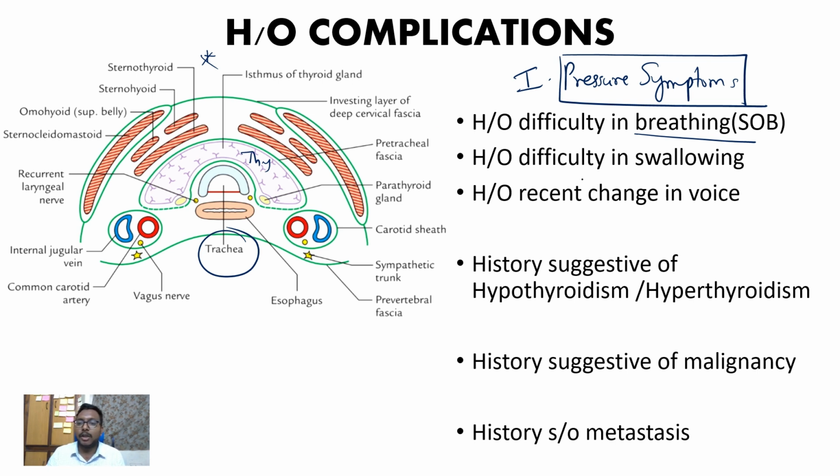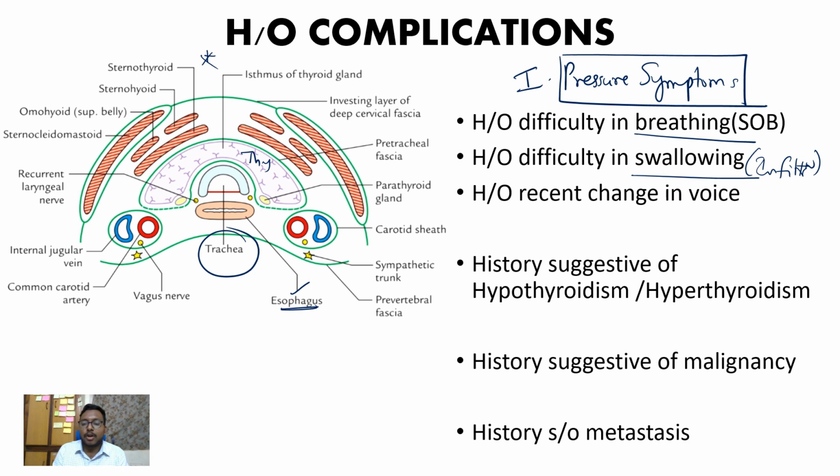The other point you need to understand, the second point, is difficulty in swallowing. Why? Again, you need to look at the diagram. Behind the trachea, you have got the esophagus. So usually this difficulty in swallowing will be because of infiltration, rather than compression. Infiltration is a different term from compression. Why? Because the esophagus is something like a muscular tube.